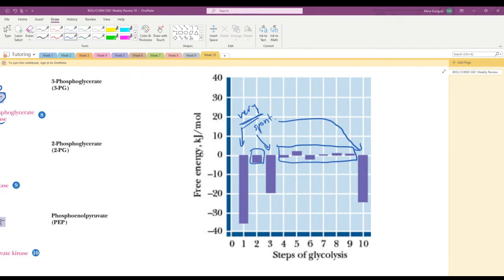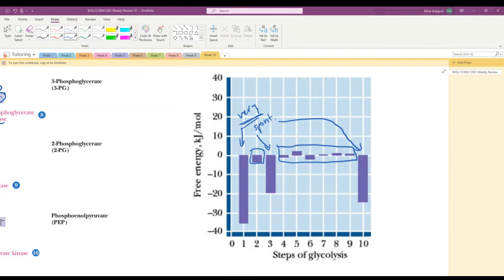But if I go through step 1, if I go through step 3, if I go through step 10, that's a lot of energy that I have to deal with. I don't want to have to. So what I can do instead is regulate reaction 1, regulate reaction 3, regulate reaction 10. And once I've done that, I no longer have to worry about these really high energy reactions.